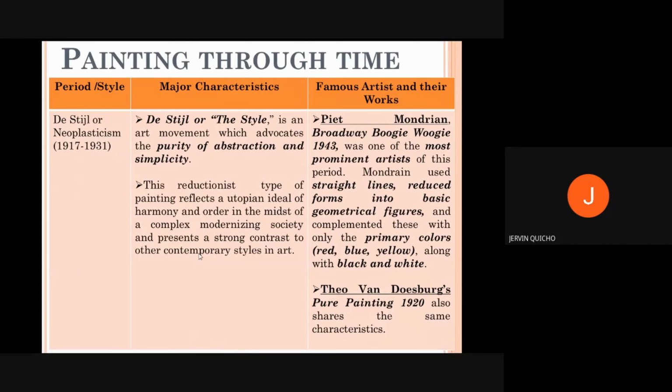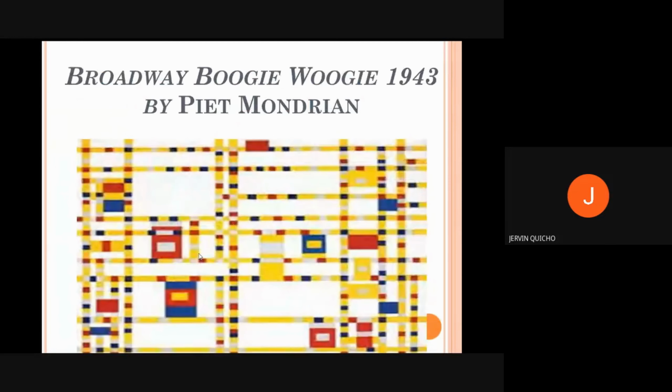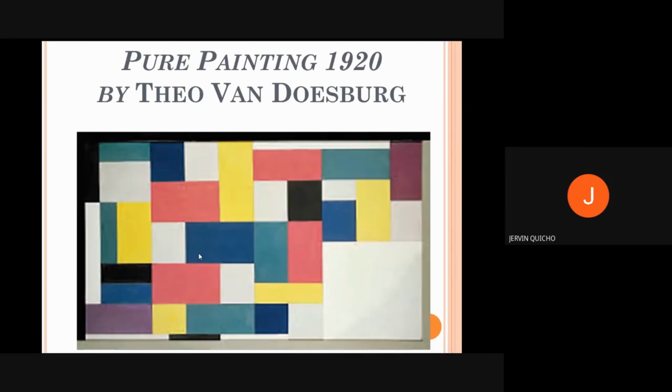So next is De Stijl and neoplasticism. Dito naman, basic geometrical shapes or figures ang ginamit nila, only lines, horizontal and vertical. They have used no color also except the primary colors, the red, blue, and yellow, and black and white. They share the pure painting, yung characteristics na meron dito. So this painting is reductionist, pagbabawas, pagtatanggal ng picture of the harmony and order of the ideal modernizing society. So ito yung pwedeng makita natin from the picture. Parang component siya ng computer, it has vertical and horizontal straight lines and also yung mga square, it has the colors of yellow, blue, white, and red.